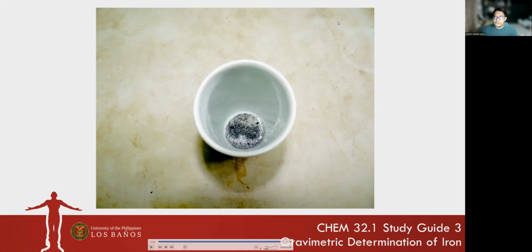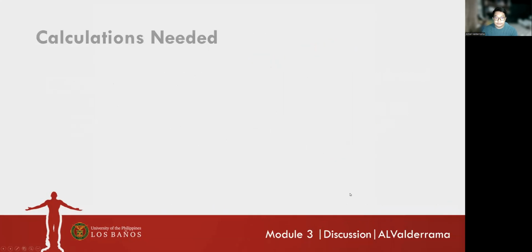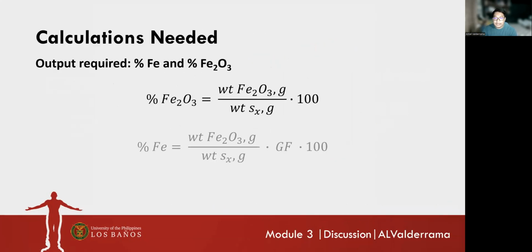Okay, so now let's proceed again with our presentation. Again, for the calculation part, you will have to use the percent ferric oxide by getting the ratio of the weight of the ferric oxide. This is your ash. And this is your initial sample. And again, for us to get the percent iron, you will have to apply the gravimetric factor for this analysis.